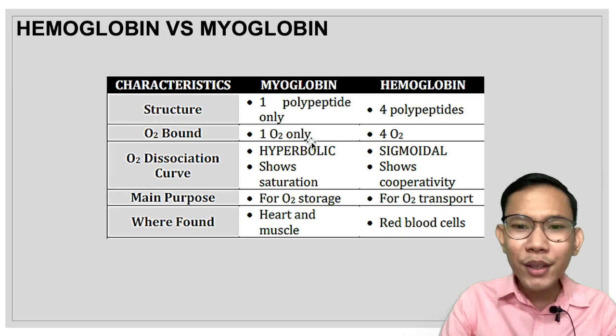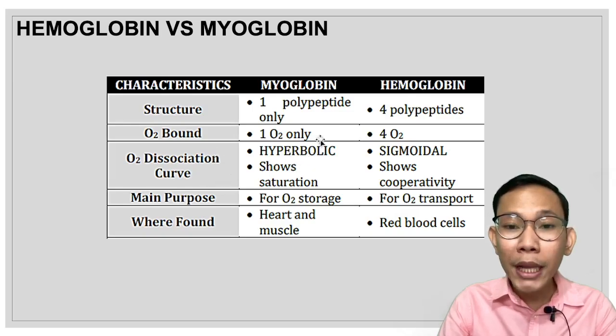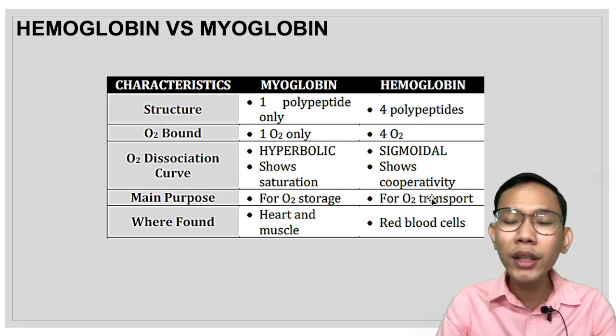So that's the comparison. Let's compare. Again, ito yung sinabi natin kanina. 1 polypeptide, 4 polypeptide. Bound of oxygen, 1 only for myoglobin. Oxygen dissociation curve, hyperbolic pag myoglobin, sigmoidal pag hemoglobin. Main purpose, for myoglobin, for oxygen storage, for hemoglobin, for oxygen transport.